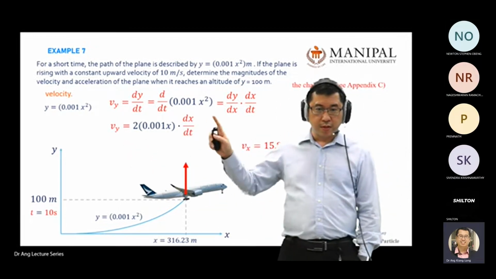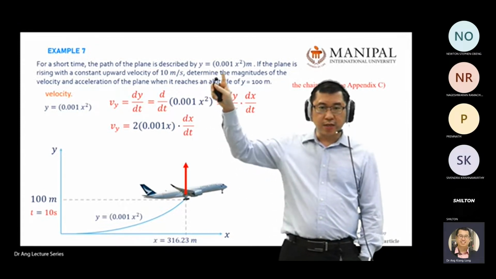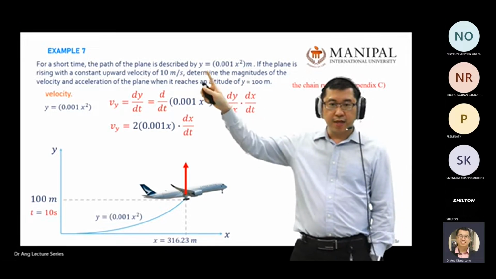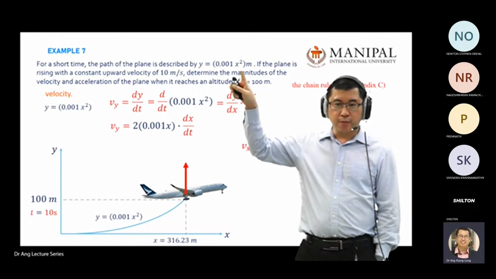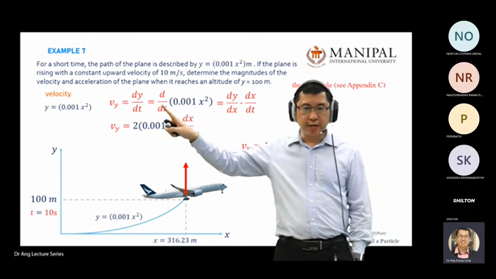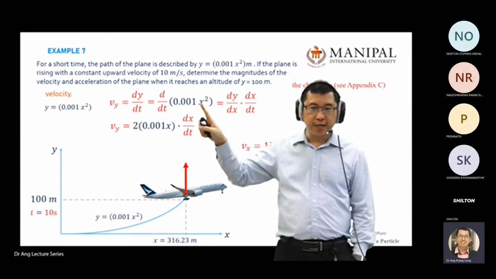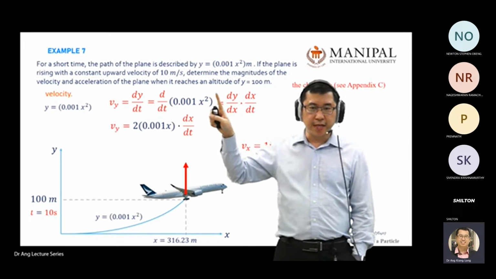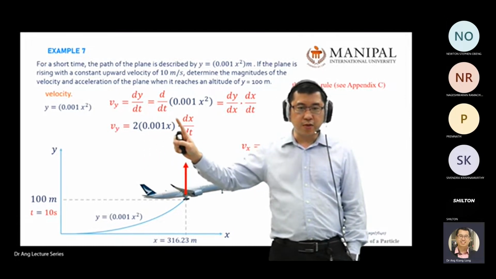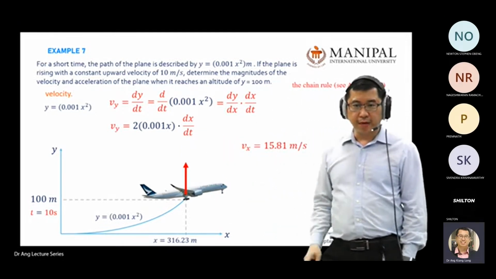Vy equals, what is dy/dx? dy/dx is this equation with the y and the x. How do you differentiate this equation in y and x? For dy/dx, you move your 2 to the front, copy this one, and the index becomes minus 1. So you get 2 times 0.001x, and this one is 1. The dx/dt is t, you continue to copy by using the chain rule.